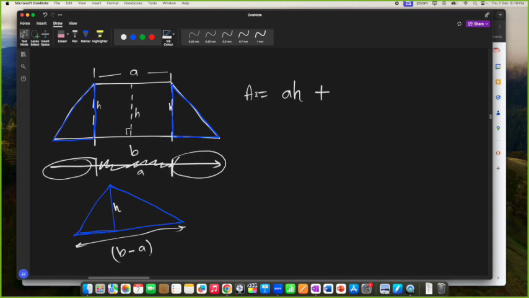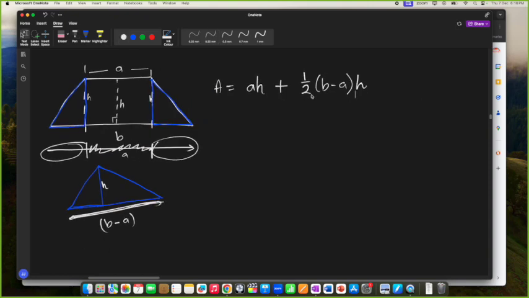And so you have the area now being the area of the rectangle plus the area of this triangle, which is a half the base being B minus A times that perpendicular height H. Now, this is where I'm going to leave it. I'm going to leave it right there. I'm not going to go forward, right? You see that the area of a trapezium is the area of a rectangle plus the area of a triangle.